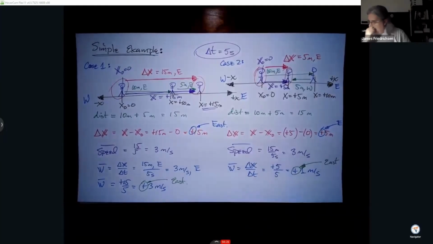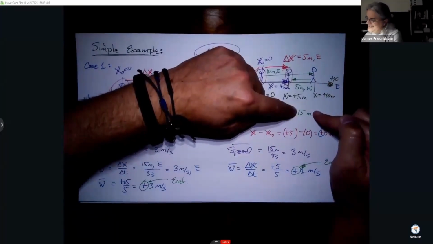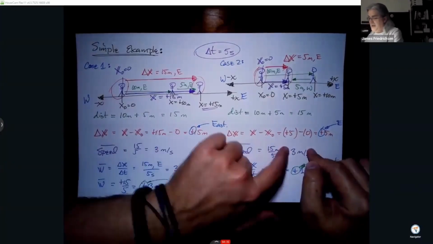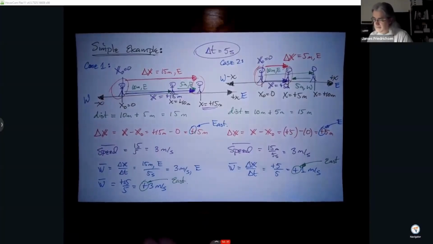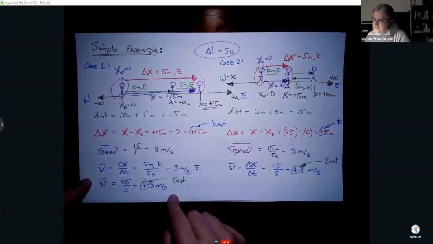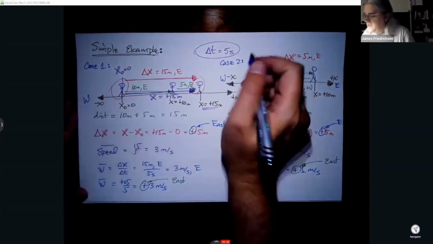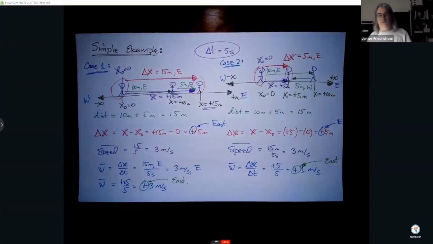Okay. And so now what you see is that in these cases, this scalar, the distance, is not the magnitude of the displacement, and that the scalar average speed is not the magnitude of our average velocity vector. However, they were in case 1, but they are not in case 2. So the question is, why are they different in 2 than they were in 1? What happened?